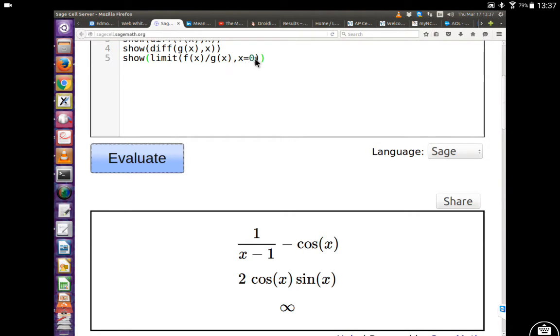You can do limits from the left, limits from the right. I think you just do comma dir equals quote left, if you want the limit from the left. I think that's how it works. And if you have a vertical asymptote or horizontal asymptote, you might go to positive, negative infinity, that kind of stuff. If you want to go to the right.